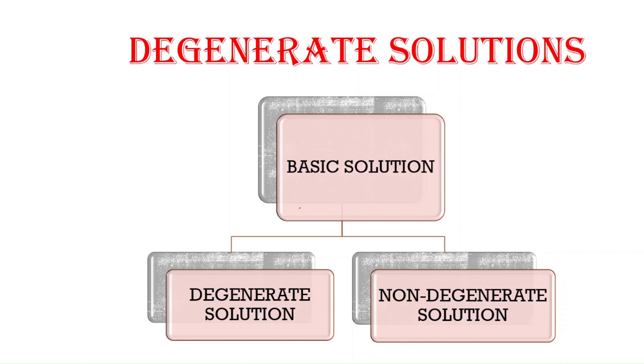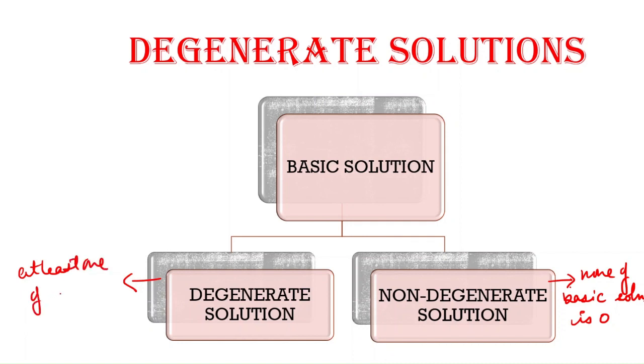A non-degenerate solution is the one in which none of the basic solutions is 0, and on the contrary the degenerate solution is the one where at least one of the basic solutions is 0. So in today's lecture we'll be talking about such an example where we'll be having the degenerate solution. So how we can handle it and what would be our solution.